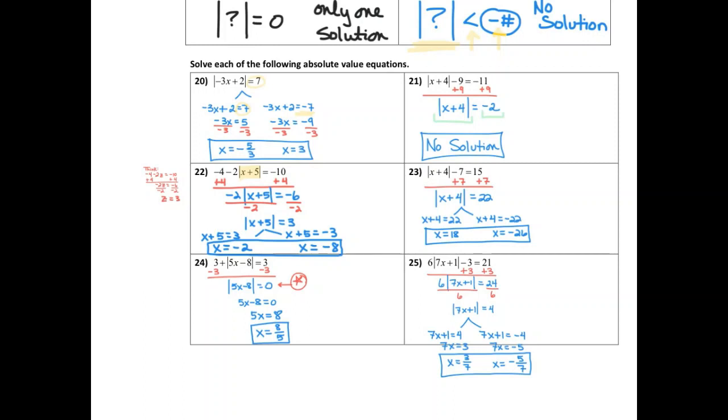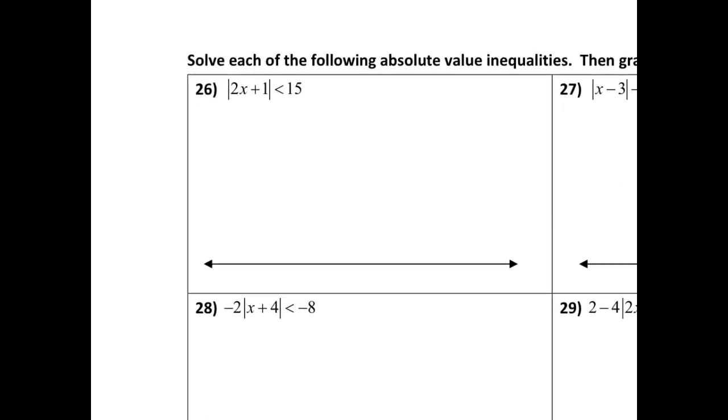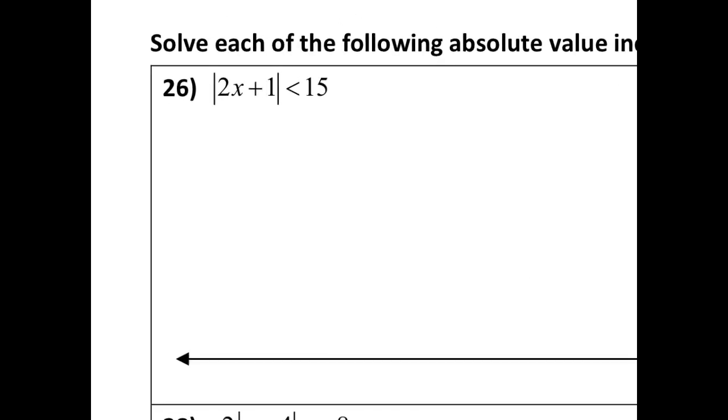So take a look at your work, double check these answers, make sure you understand everything, and then we'll go on to number 26. Now we're going to solve some absolute value inequalities. So we'll start with number 26.